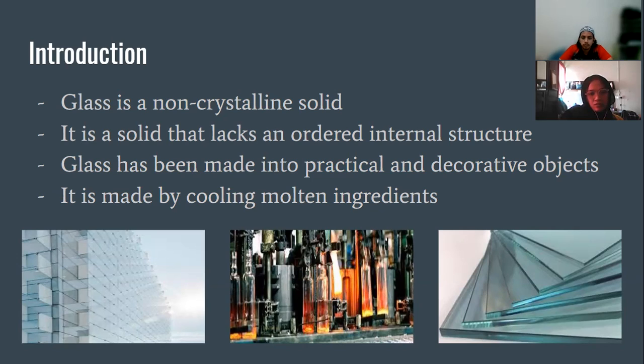Glass has been made into practical and decorative objects since ancient times and is still very important in applications as diverse as building construction, houseware, and telecommunication. It is made by cooling molten ingredients such as silicon sand sufficiently quickly to prevent the formation of visible crystals.